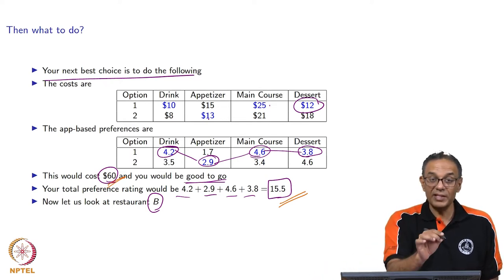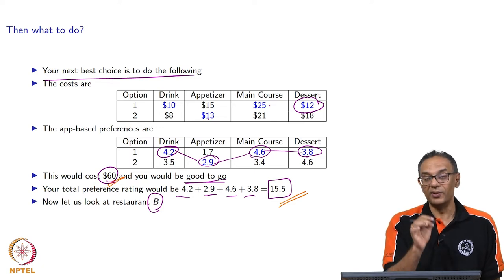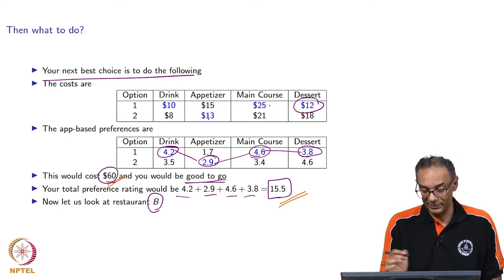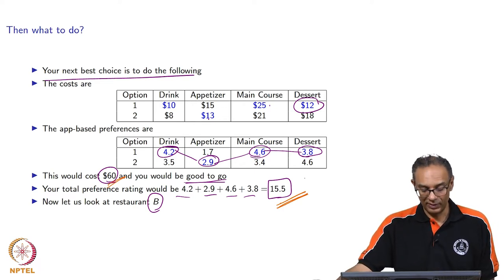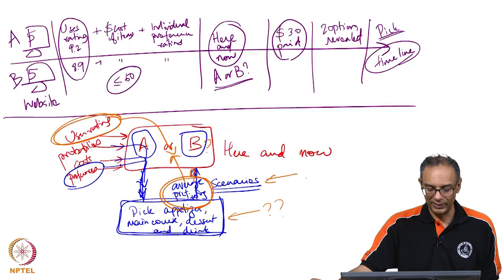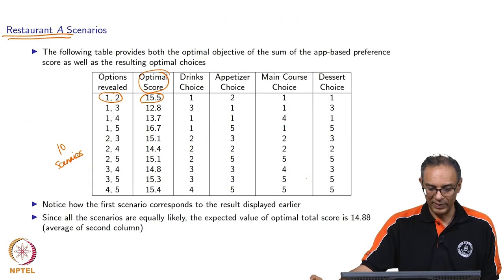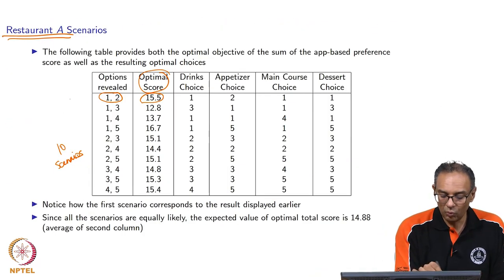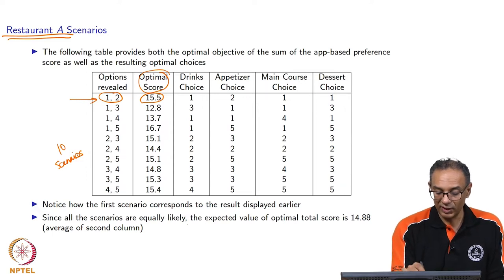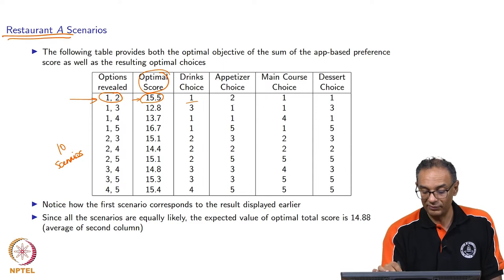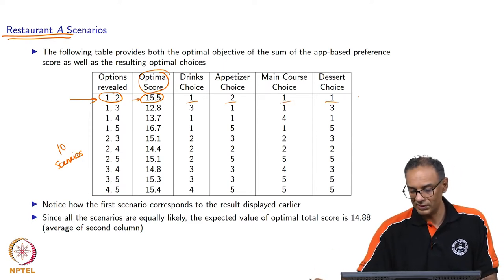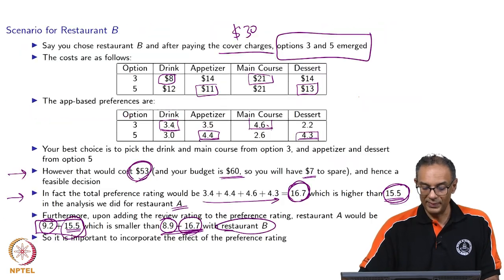So, if this gets revealed, if this scenario is what gets revealed, then we are going to be adding 15.5 points for our preferences. So, we go back to where we were. We go back here and say, if options 1 and 2 are revealed, then it will cost us 15.5. And then our choice is to pick the first drink, second appetizer, first main course, first dessert. Okay? So only the appetizer is second.